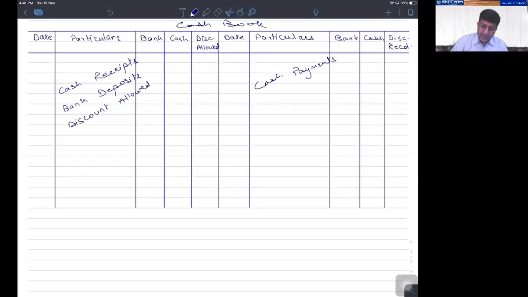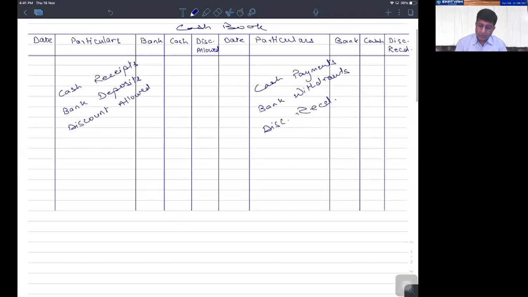I'll record bank withdrawals. Any withdrawals from the bank will be recorded in this. And I'm going to record the discount received. Now, why discount allowed onto the debit side and discount received onto the credit side? Because discount will normally be allowed when the amount is received, and on top of that, discount allowed is an expense. Expenses have to be debited. And contra is the rule for the discount received.